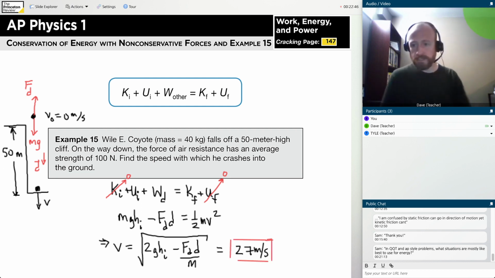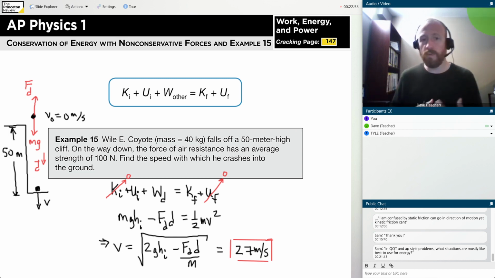So Sam says, in QQT and AP style problems, what situations are best to use for energy? Well, in terms of how I should know what tools to use, Newton's laws, kinematics, energy, momentum, just think about what's happening in your question. Whenever you've got a question, first and foremost, keep your eye on the prize. Ask yourself, what am I looking for? Here it's the speed. Then say to yourself, what am I given to help work this problem? And what I have in this instance is this change in height.